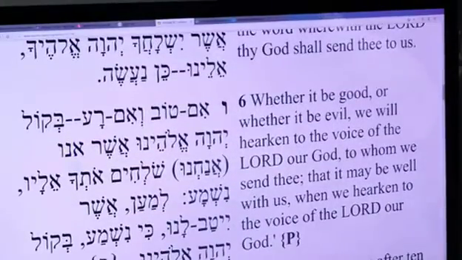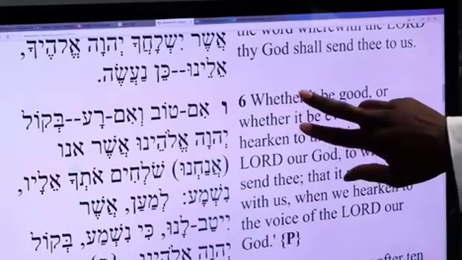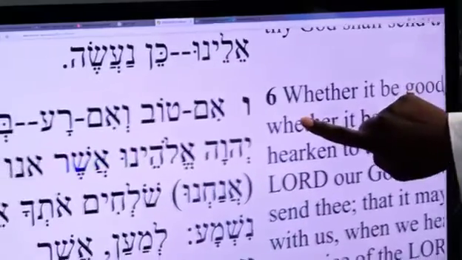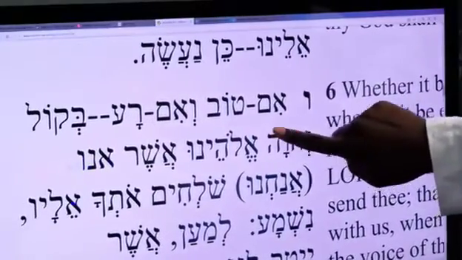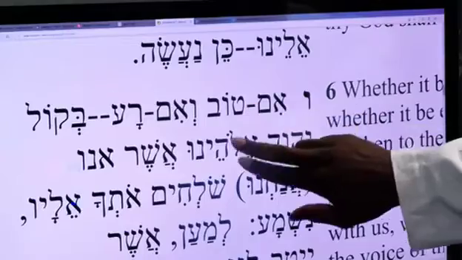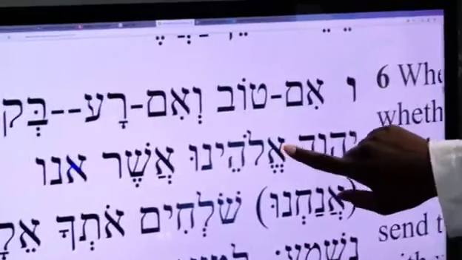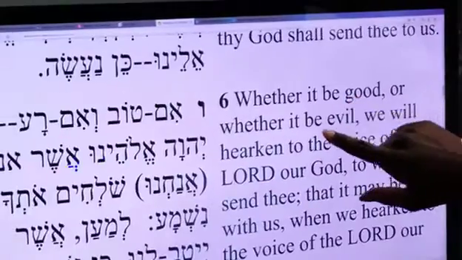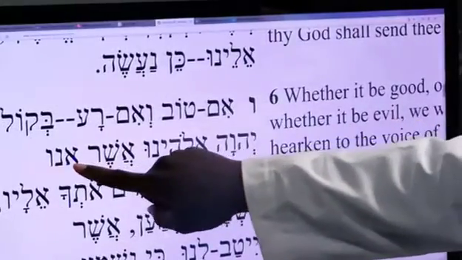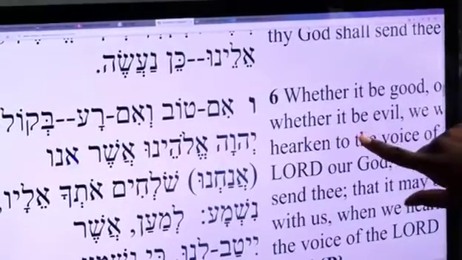It says, whether it be good or whether it be evil, we will hearken to the voice of the Lord our God, to whom we send thee, that it may be well with us when we hearken to the voice of the Lord our God. Now, of course, our people were lying. When Jeremiah went and spoke to the Most High, they came back and said, well, we're not going to listen to the Most High. What you say, we're going to do what we want to do. Right? And now we see an example of anawa being used.